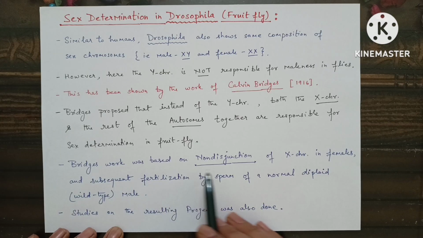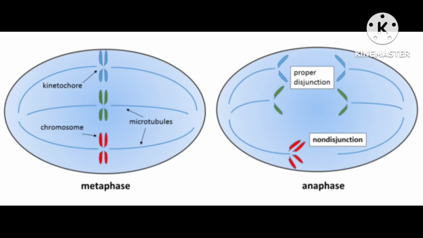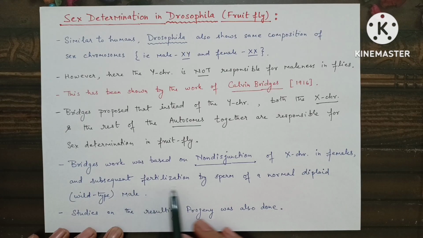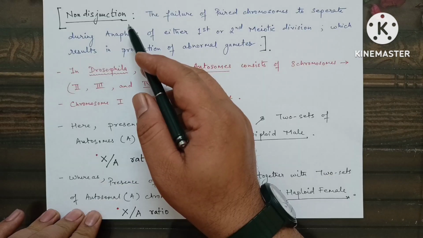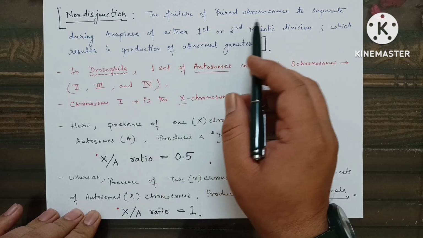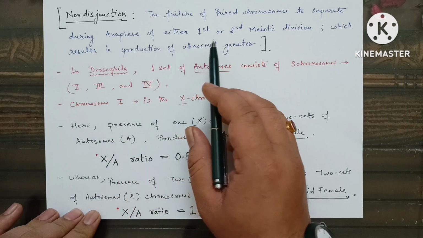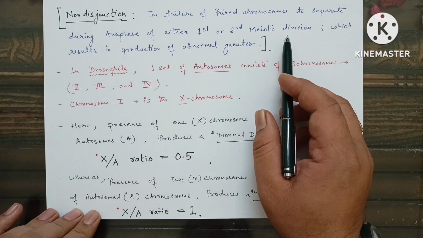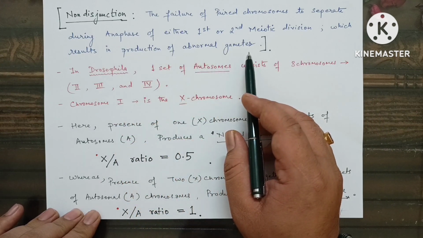Bridges' work was based on non-disjunction of the X chromosome in females, and subsequent fertilization by sperm of a normal diploid wild-type male. Studies on the resulting progeny were also done. Non-disjunction is the failure of paired chromosomes to separate during anaphase of either the first or the second meiotic division, which results in production of abnormal gametes.